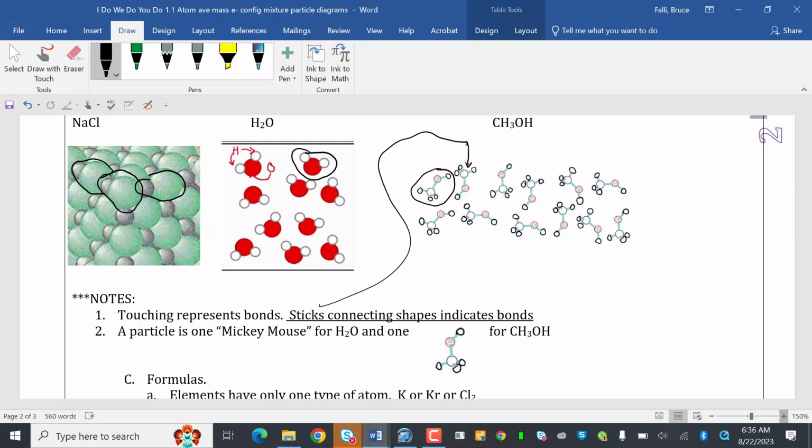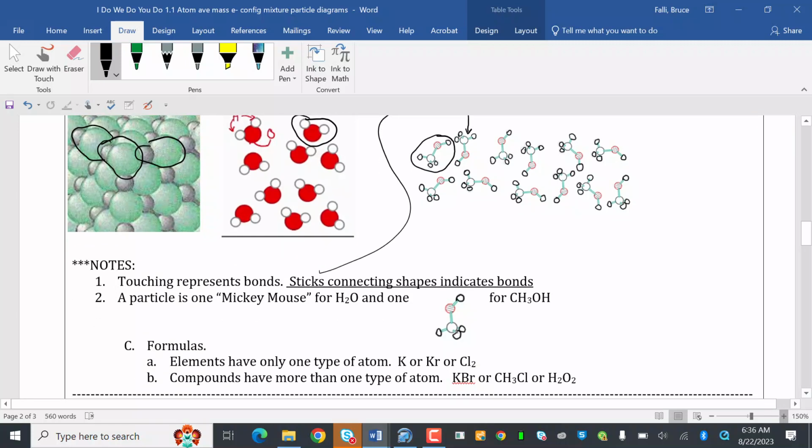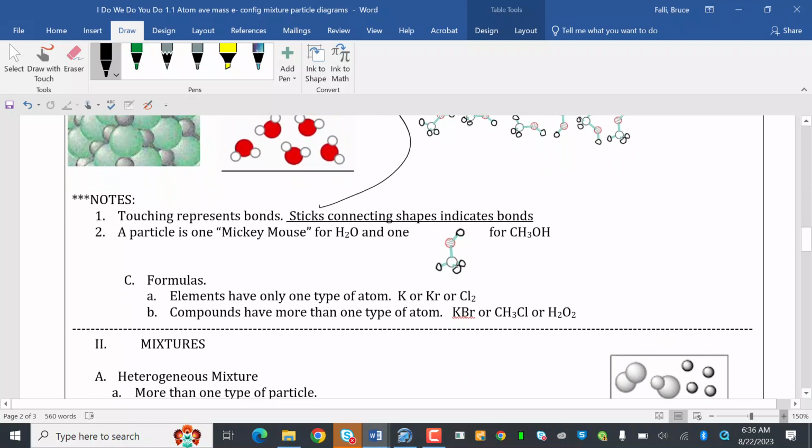A particle is one Mickey Mouse for H2O and one of those dudes for CH3OH. Okay? Formulas. Elements have only one type of atom, K, Kr, or Cl2, one type of atom. The type is K, the type is krypton, the type is chlorine. Compounds have more than one type of atom. Potassium and bromine, carbon, hydrogen, chlorine, hydrogen, and oxygen.